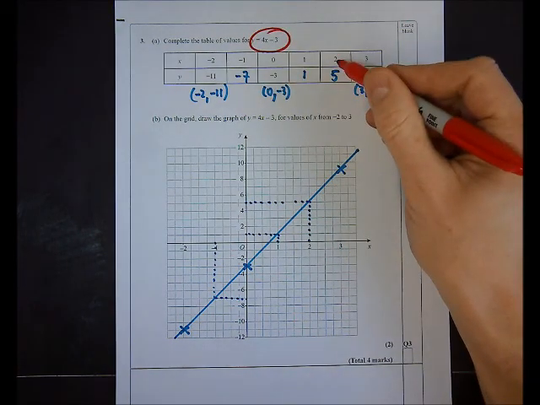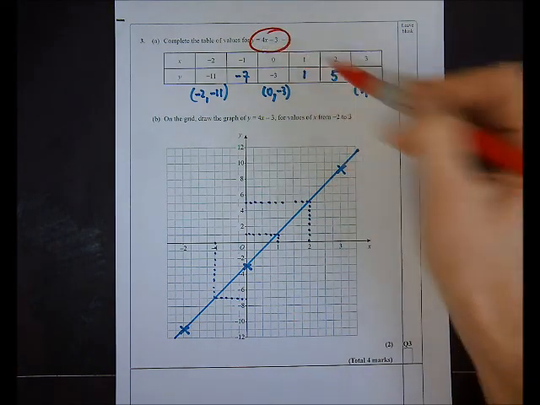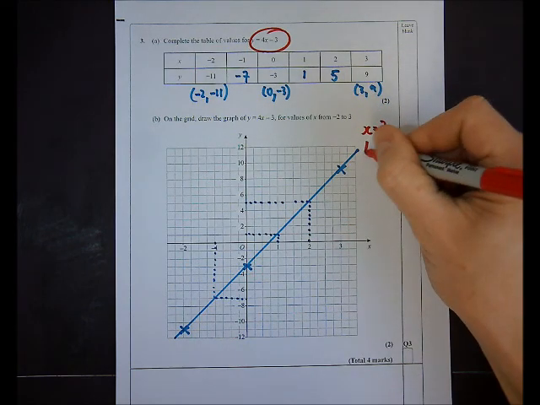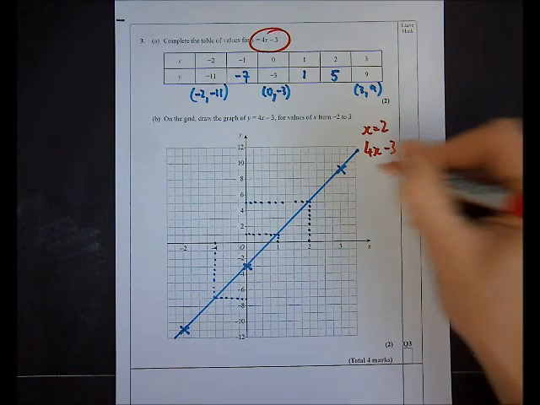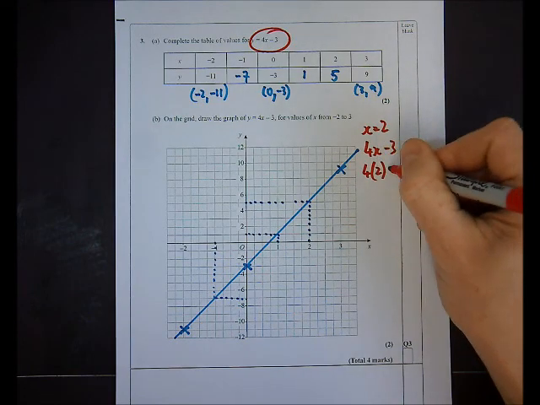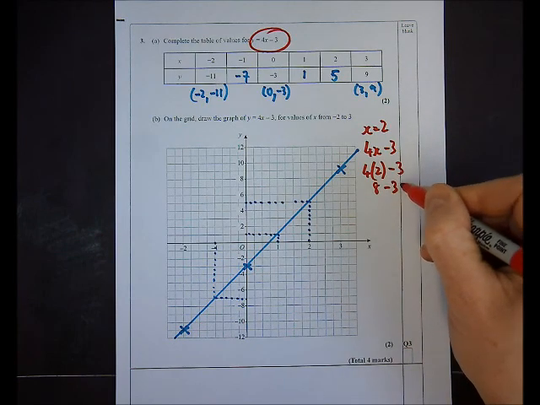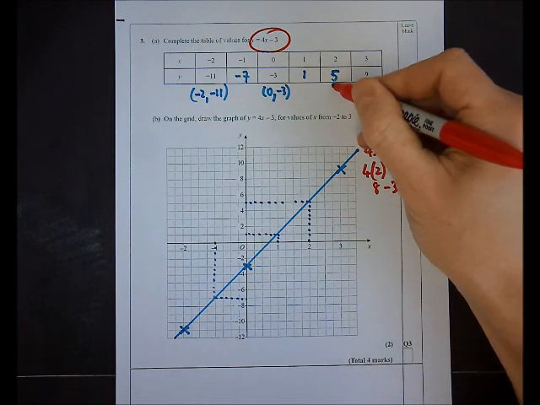So, when x is 2, 4x minus 3 would give me what y is. So, when x is 2, 4x minus 3 would be 4 lots of 2, take away 3. So 4 lots of 2 is 8, 8 take away 3 would be what I got in the first part here.